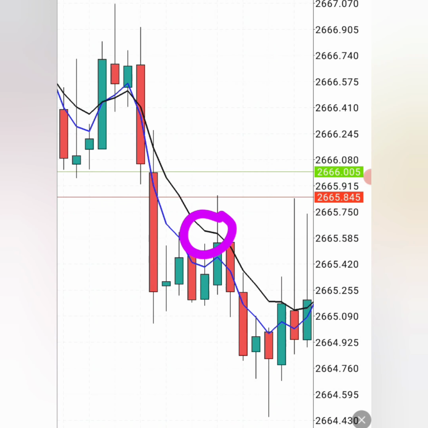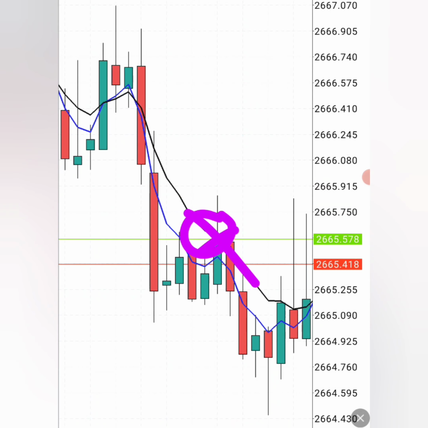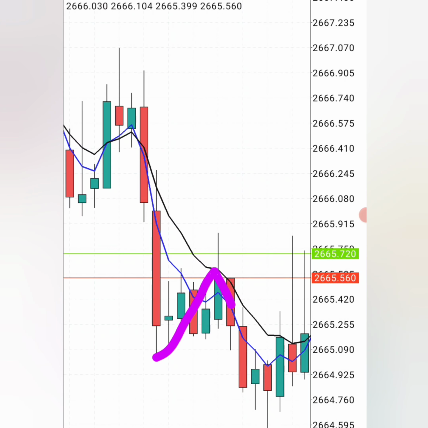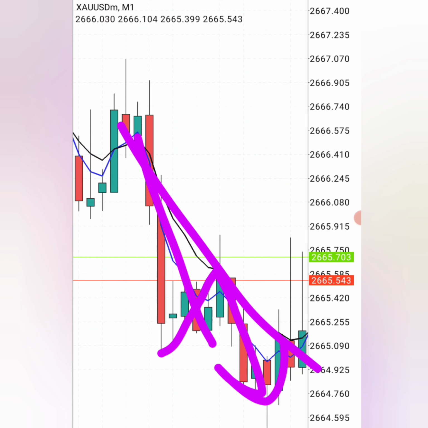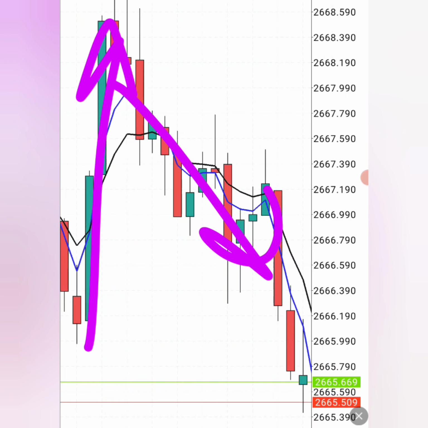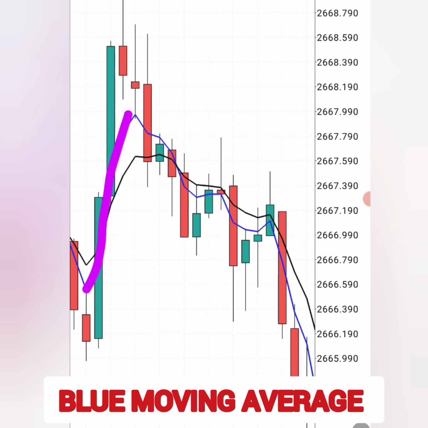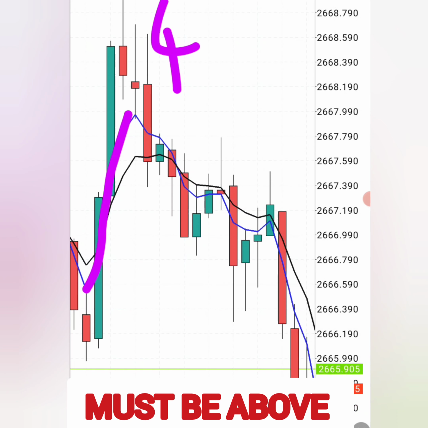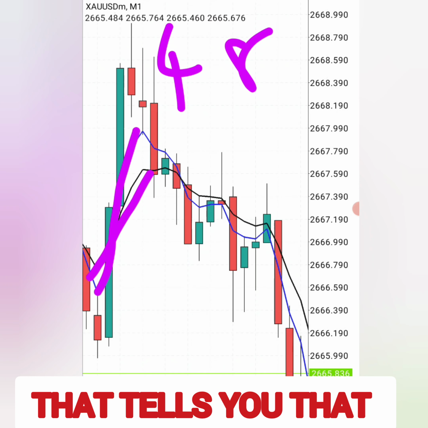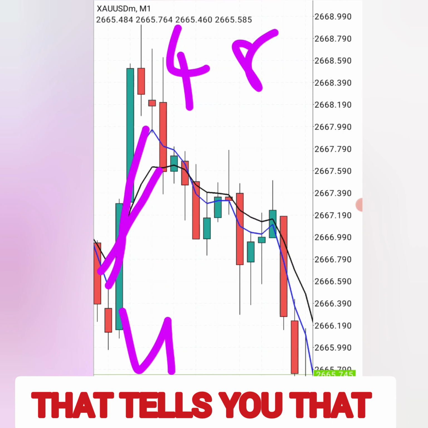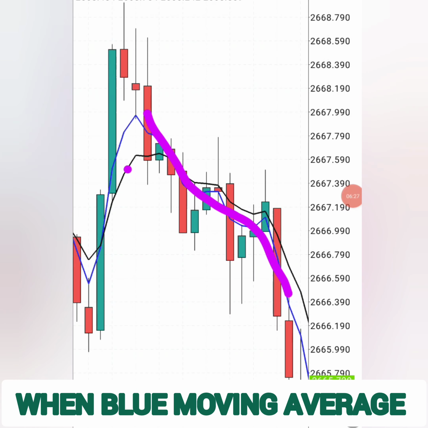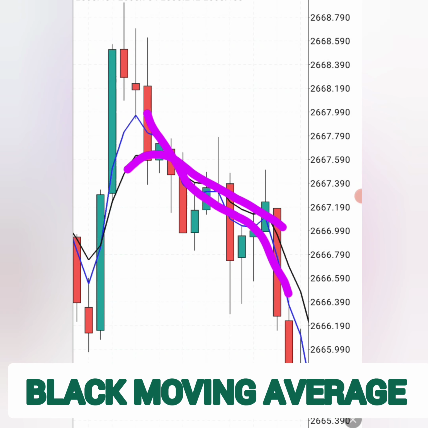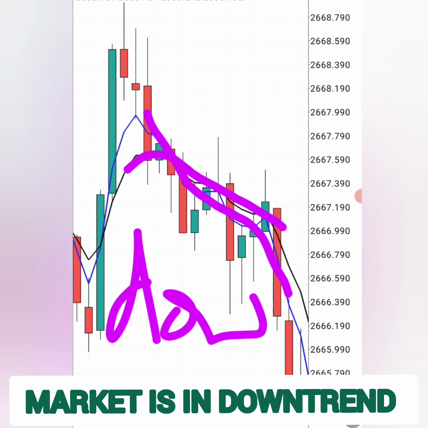At the time where you were entering buy trades, you can actually see this was not really a buy trade but just a deeper retracement for the market to continue in the main direction that you're getting from these two moving averages. So for you to know the direction of the market using moving averages is very simple. All you need to do is to look at the blue moving average, which is the 4 moving average. It must be above the black moving average, which is the 8 moving average. That tells you that the market is in an uptrend, and if that changes, that the blue moving average now goes below the black moving average, that tells you now the market is in a downtrend.